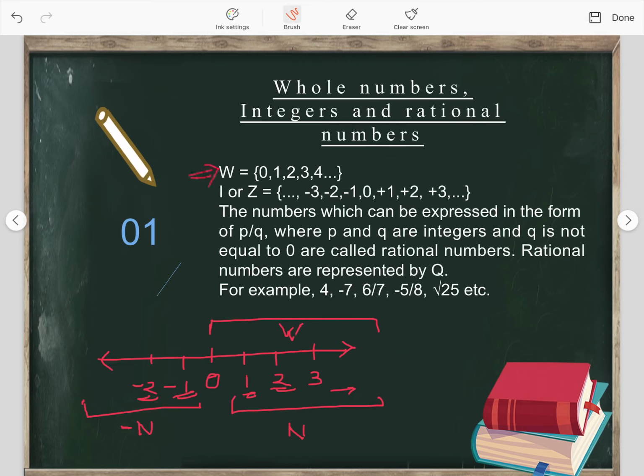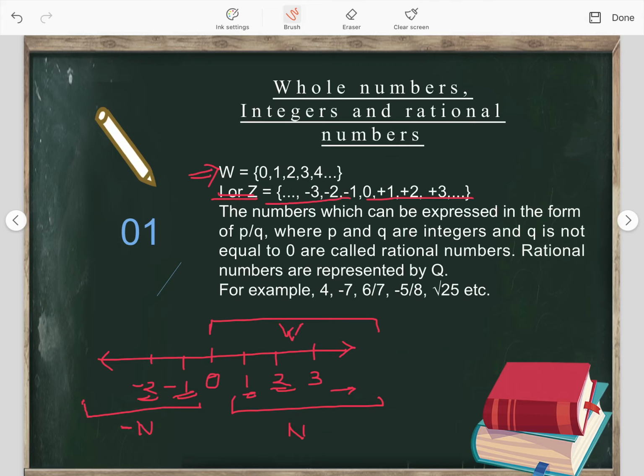Now integers are represented by I or Z. I or Z, it represents the integers. Integers are nothing but the collection of the whole numbers. That means from 0, those are the whole numbers, and on the left hand side, these numbers are the negatives of the natural numbers. Okay, so integers are the collection of whole numbers along with the negatives of natural numbers. Understood? Now we will come to the concept of rational numbers.